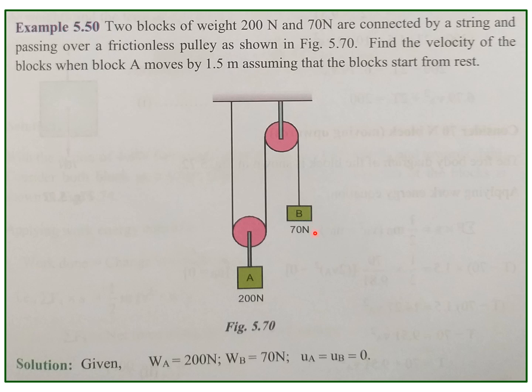And this is another problem. Please note that we are discussing the same problems which we discussed in the dynamic equilibrium method, for comparison and easy understanding of each of the methods. Here you have two blocks which are connected by two pulleys. The distance moved by block A is 1.5 meters. You have to find the velocity of the blocks when block A moves by 1.5 meters, assuming that the blocks start from rest, that is, U is equal to 0.